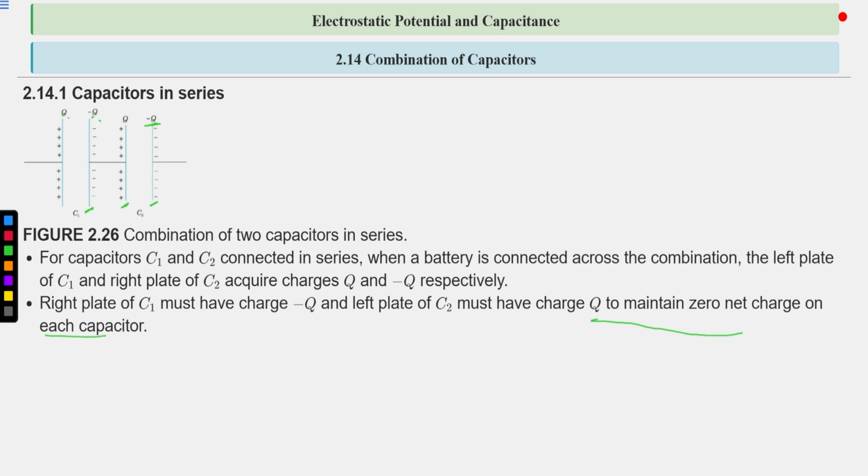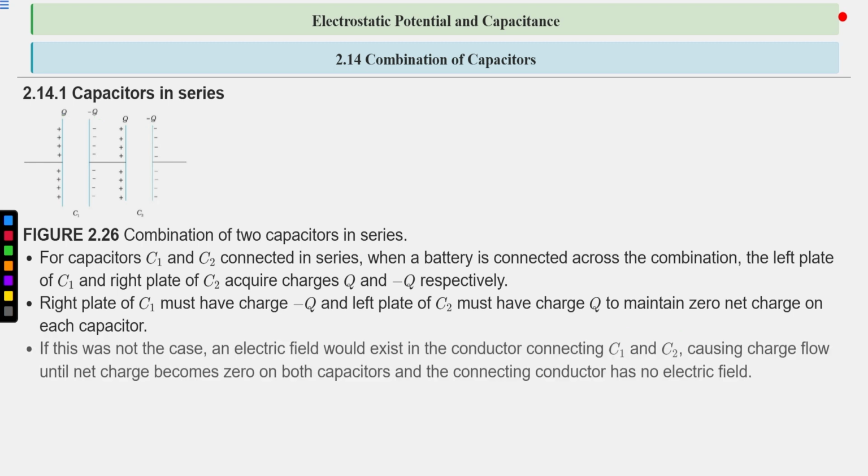So to maintain net charge on each capacitor, the right plate of C1 must have charge minus Q and the left plate of C2 must have charge Q. If this was not the case, an electric field would exist in the conductor connecting C1 and C2. So this is the wire which is connecting these two capacitors.